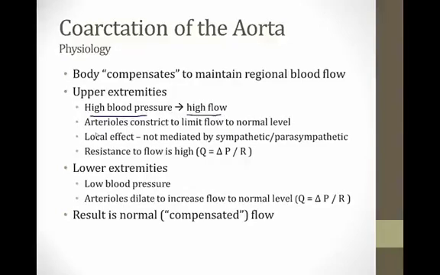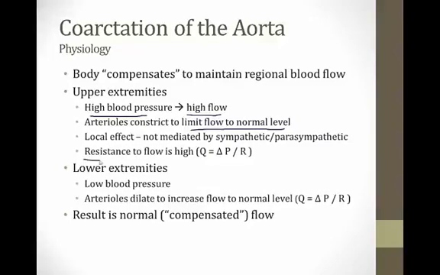You may think that when there's high pressure, the arterioles vasodilate to decrease the pressure, but here there is a different phenomenon going on. The arterioles are actually going to constrict to try and limit the blood flow to the normal level. This is a local effect not mediated by the sympathetic or parasympathetic system. There is such high pressure in the upper extremities that the organs and structures call for vasoconstriction to limit the blood flow. They are getting more oxygen than they need because that high pressure is causing high blood flow, so they are constricting to shut down the oxygen delivery.